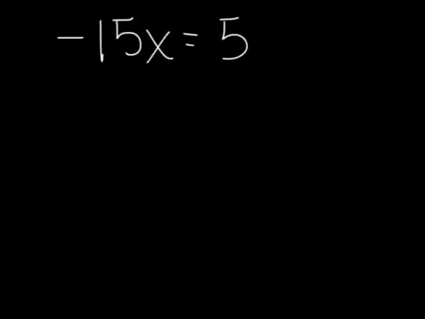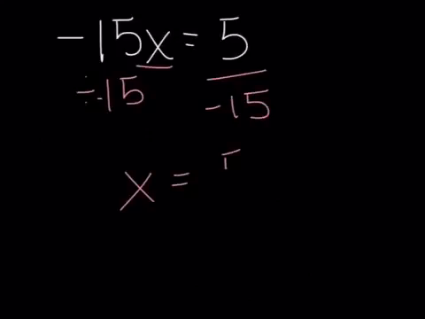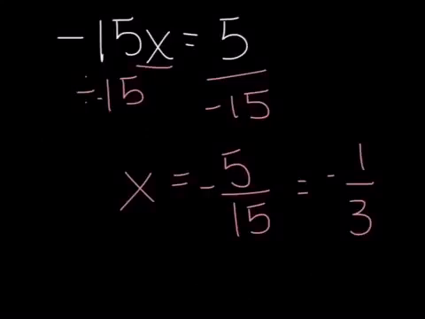Alright, so this is what I had left, and now I'm going to finish out the operations. So I know I need to get x by itself. Right now there's a negative 15 being multiplied, so I'm going to divide both sides by negative 15. That leaves me with x equals negative 5 over 15, and 5/15 can be reduced to 1/3, so x equals negative 1/3. Let's take a look at another example.